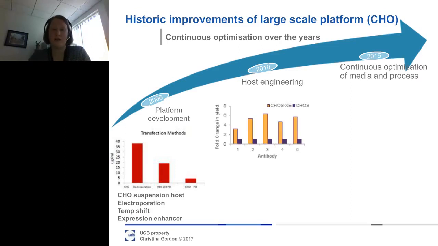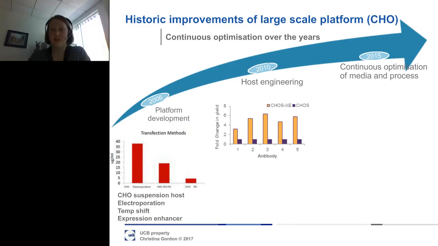Throughout the years, we started to do host cell line engineering, and we developed our CHO SXC cell line, which overexpresses XBP1, which results in enlarged ER, and ERO1 alpha, which aids disulfide bond formation. And thereby, we are most of the time seeing up to a 5-fold increase in expression levels.